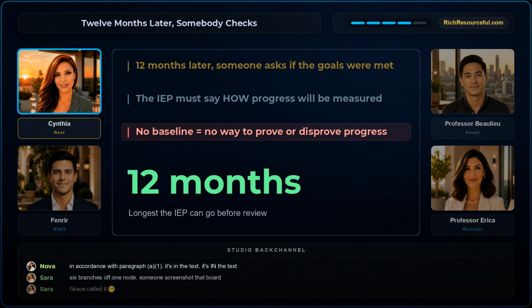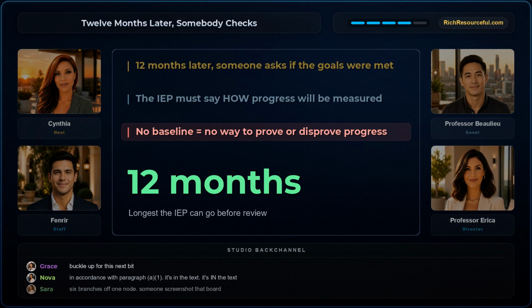The part that changed how I write these is the reporting clause. It asks when the periodic reports go home and names the pattern, quarterly or concurrent with the issuance of report cards. So four times a year, a parent gets a written progress statement, and if nobody wrote the starting number, that statement is a guess on letterhead. Okay, that changes my answer. I've been calling that paragraph the soft one.